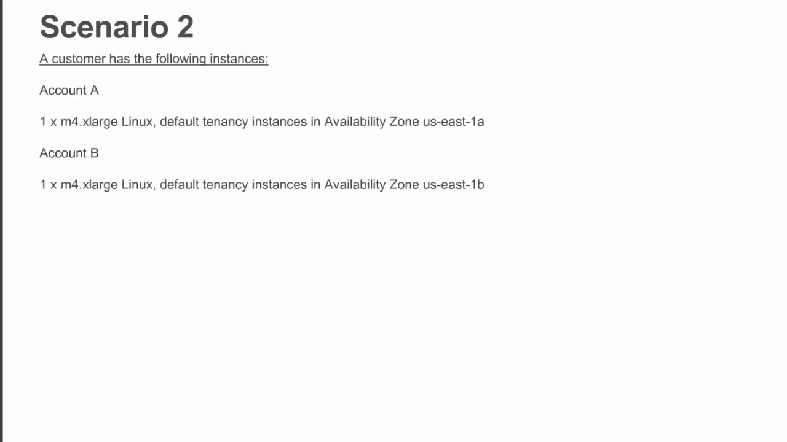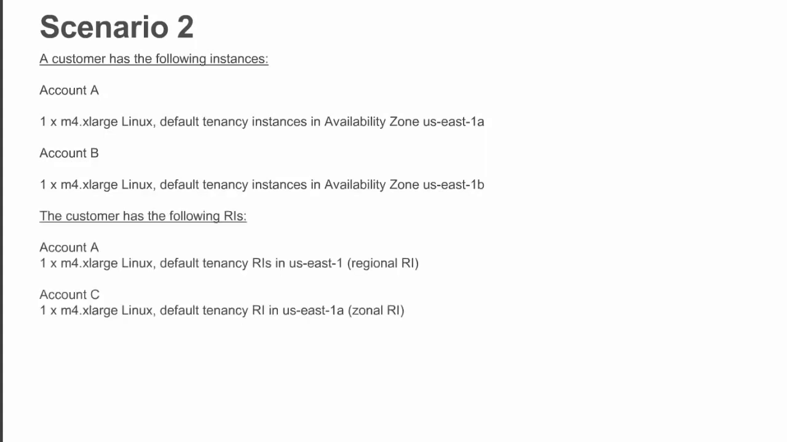Let's take a look at another scenario. In this example, let's say a customer has 3 accounts, A, B, and C. Let's say the customer has an M4 extra large Linux instance running in US East 1A AZ in account A and in US East 1B AZ in account B. And let's assume that the customer has RIs in accounts A and C. In account A, the customer has one M4 extra large Linux RI for the US East 1 region, which makes it a regional RI. On account C, they have an M4 extra large RI for the US East 1A AZ, which makes it a zonal RI.